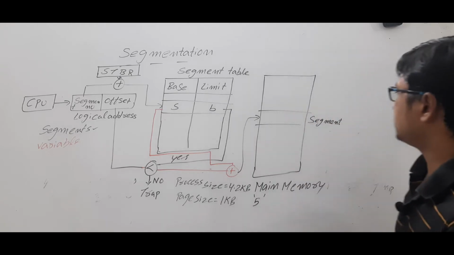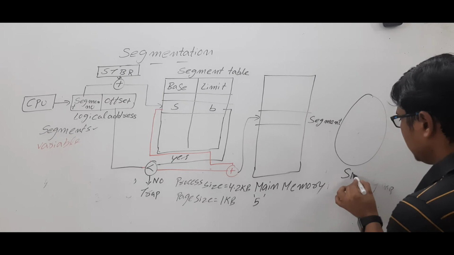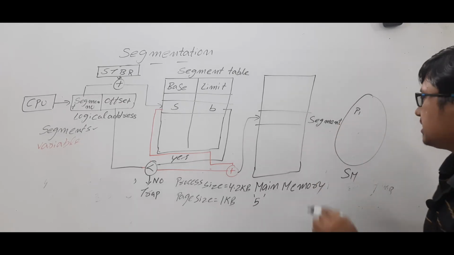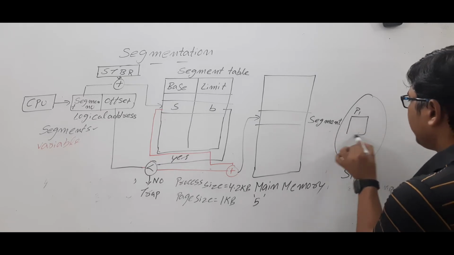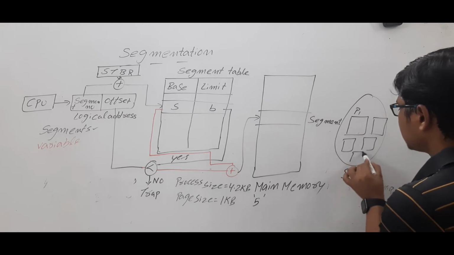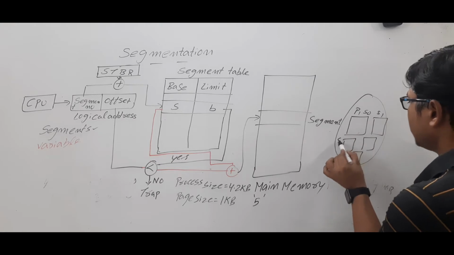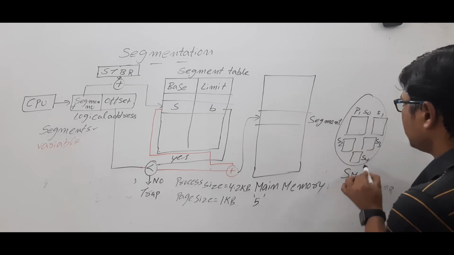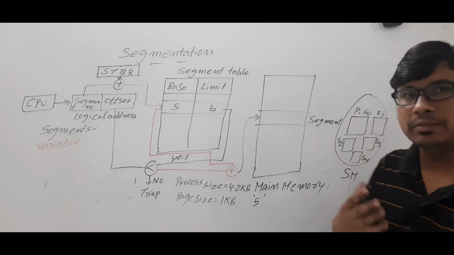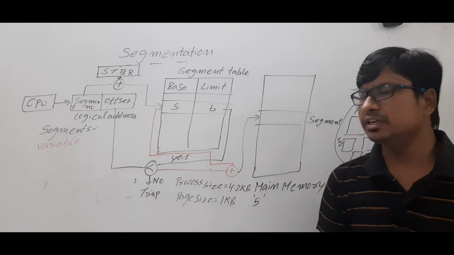Now let me discuss a simple example for you. Let's take that you have a secondary memory. In the secondary memory, you have a process P1 which consists of 5 modules. Now you have divided it into 5 segments: segment number 0, segment number 1, segment number 2, segment number 3, segment number 4. Remember, the size of each segment may be the same or different. Is it clear? Usually it will be different only.